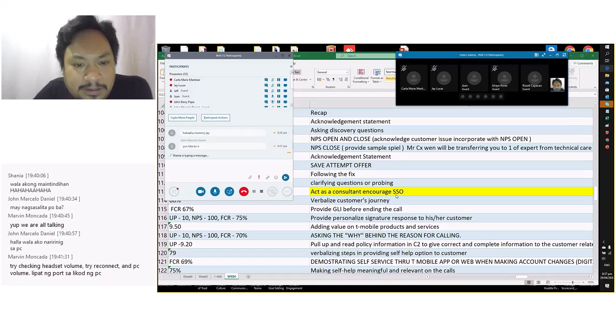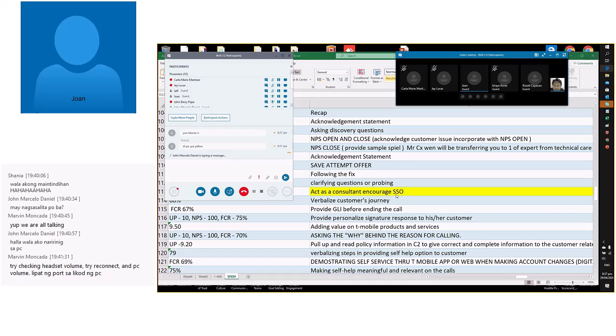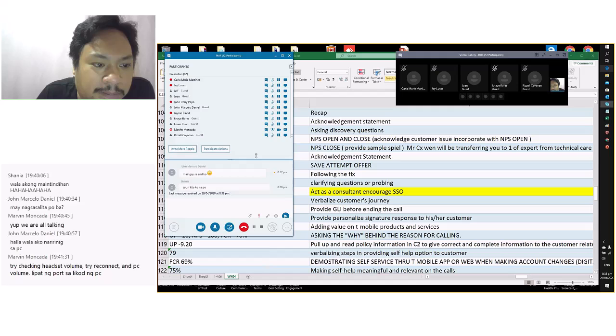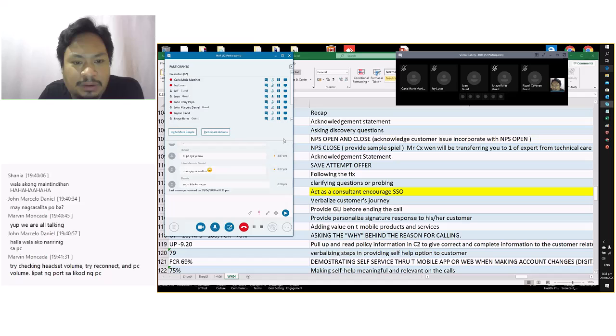Act as a consultant, encourage SSO. Act as a consultant, encourage SSO. It's noisy on JM's end. One second. That's why he was muting earlier. So guys, if you're not talking, please go on mute, and unmute only when you're speaking. There, you saw it. Thank you, Shanaya. Thank you, JM, for letting me know.